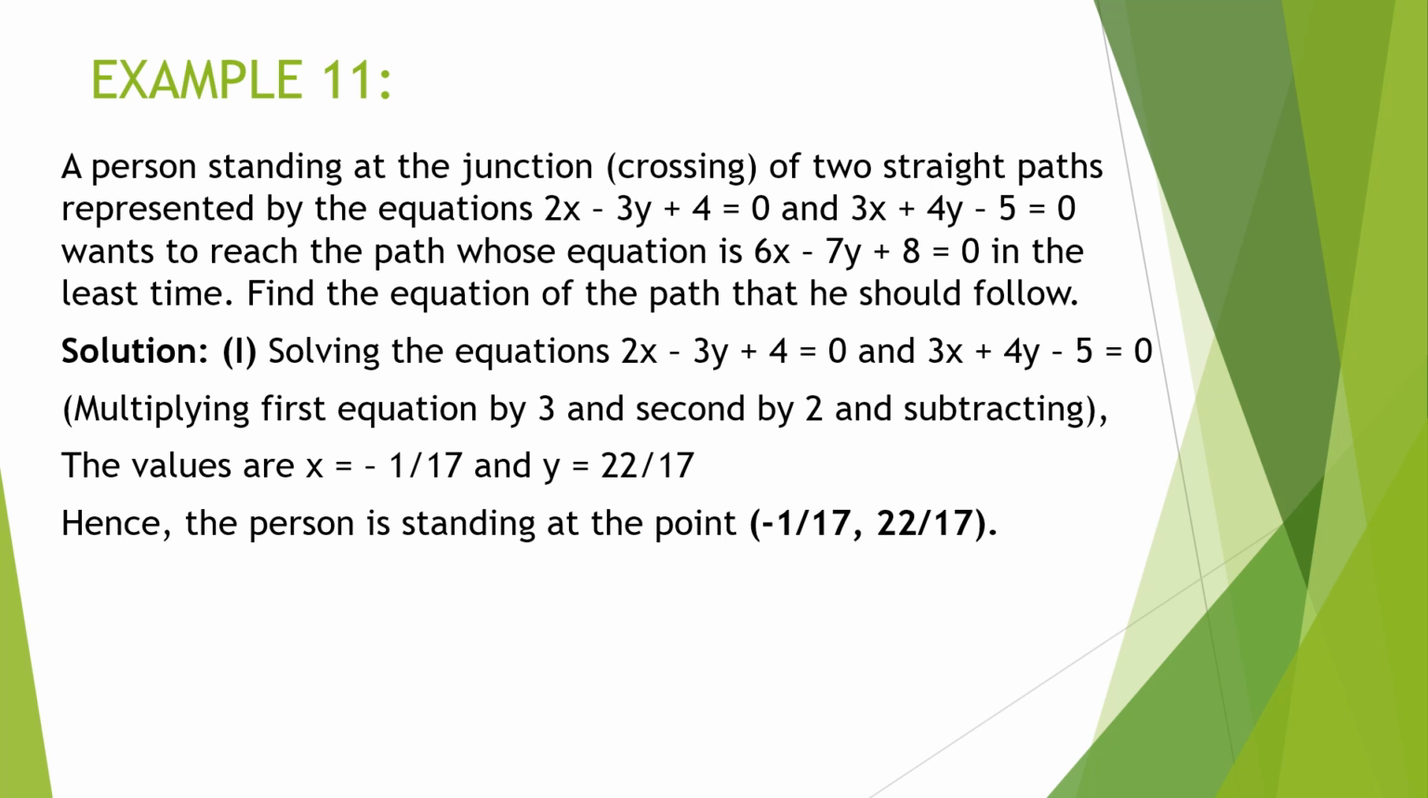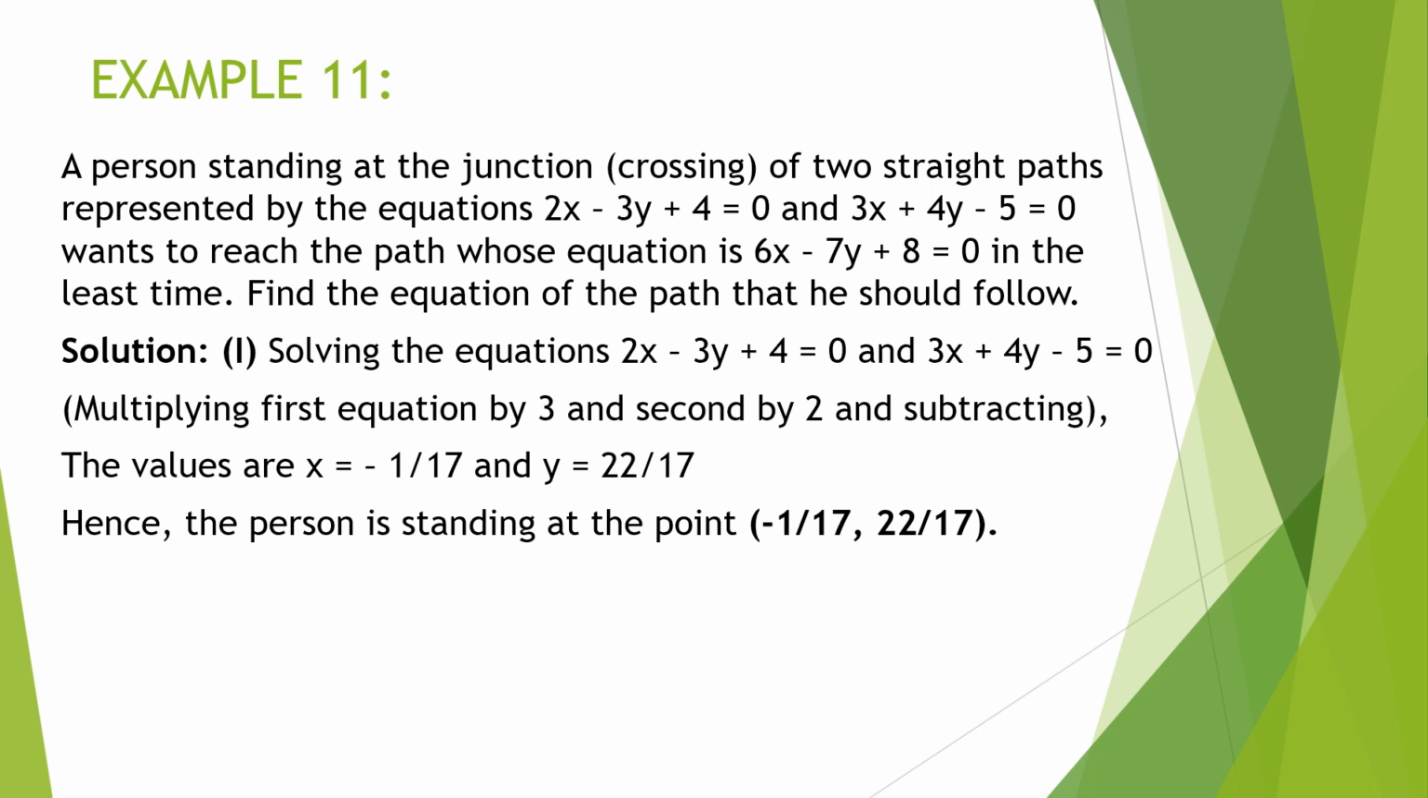Now just try to evaluate the example which is given. So first thing what we are having is the crossing of two straight paths. So first thing is we will just find the point of intersection. So you just solve the equation 2x - 3y + 4 = 0 and 3x + 4y - 5 = 0. You know the cross multiplication technique.